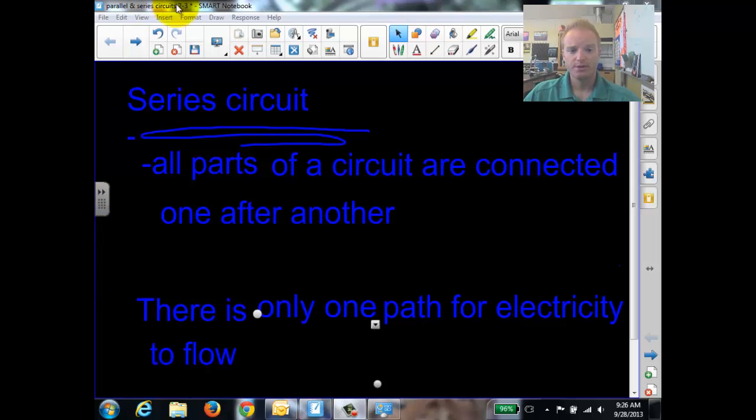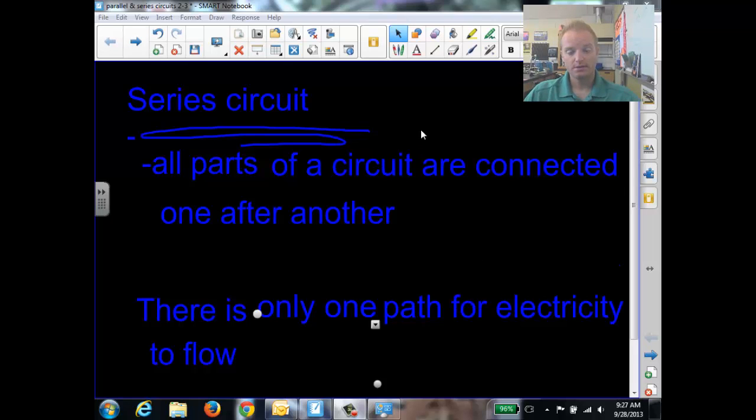This will be a fairly short video lecture, but a couple of basics about circuits. We've been talking about electricity and how electricity flows, and now we're talking about how it travels through complete paths, those are actual circuits. There are two major types of circuits we look at. Our first one is called a series circuit, where all the parts of a circuit are connected one after another, like in a series.